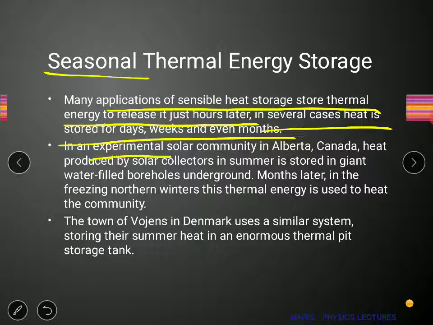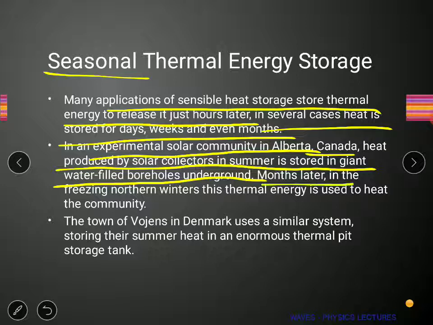In an experimental solar community in Alberta, Canada, they have done this experiment. What they did is they produced heat by solar collector in summer and stored it in giant water-filled boreholes underground. Sand is not a bad insulator, it's quite a good insulator. So if they store it underground, the chances of the heat getting out are much lesser, apart from some specially devised instruments.